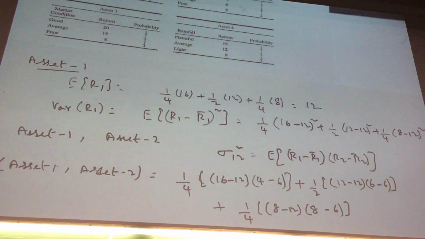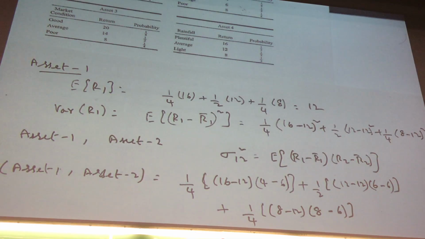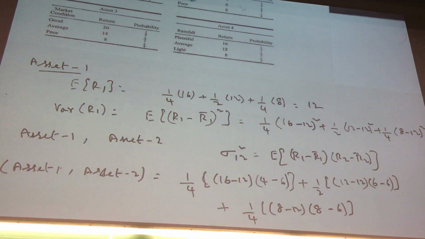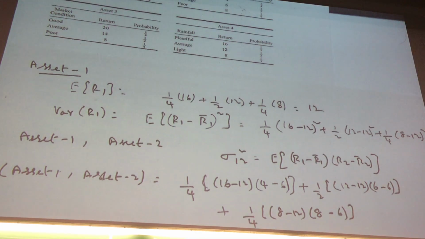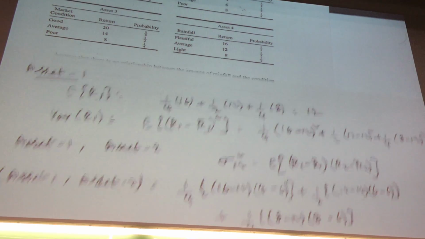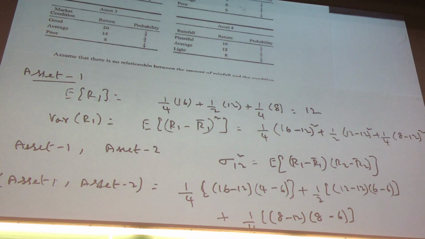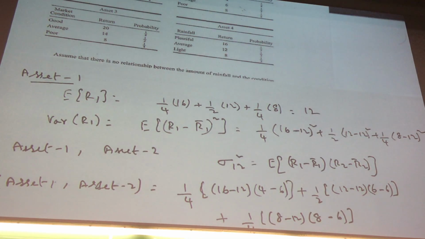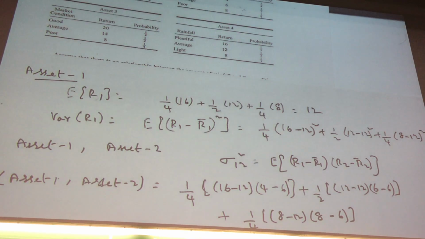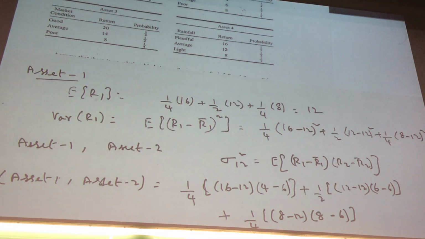But there is a tricky case. How many? Sorry. Yeah, I'm about to ask the same one. Who asked that here? So, okay, yeah. The tricky one is the covariance of asset 1 with asset 4. Anybody?